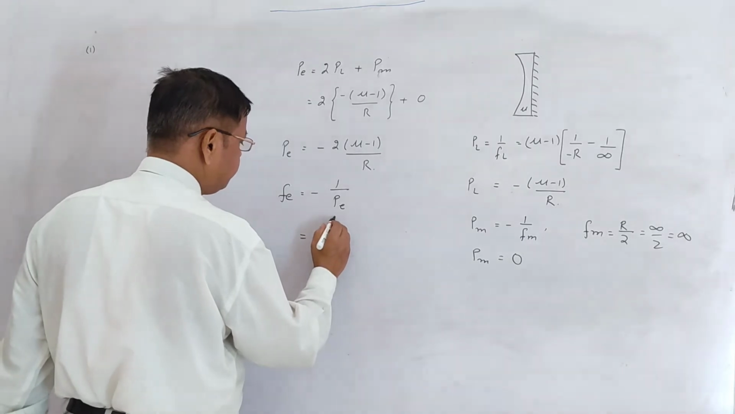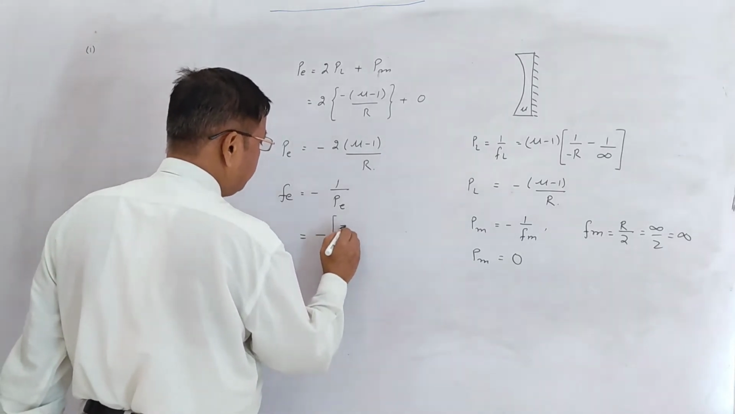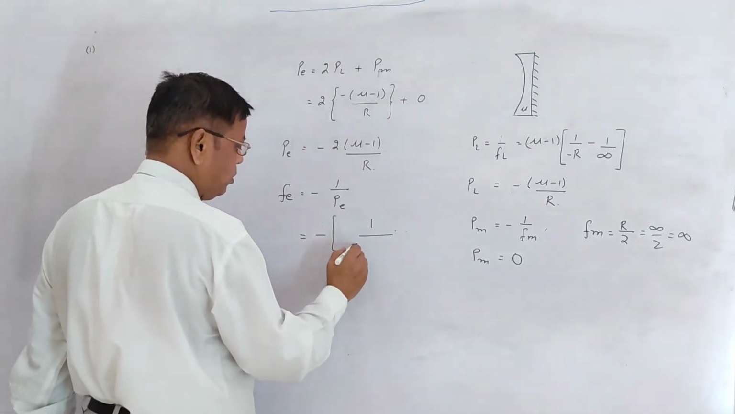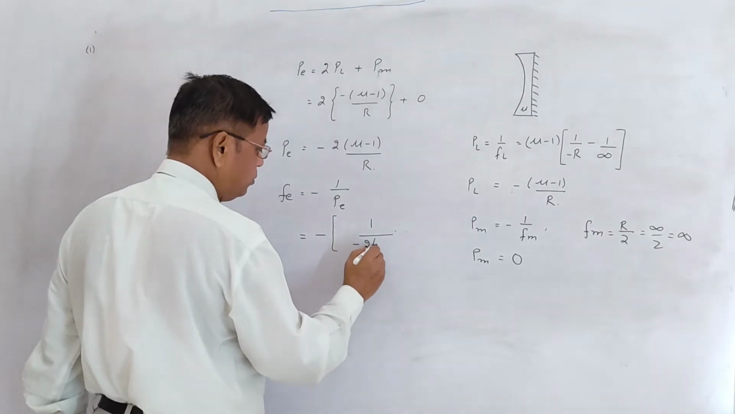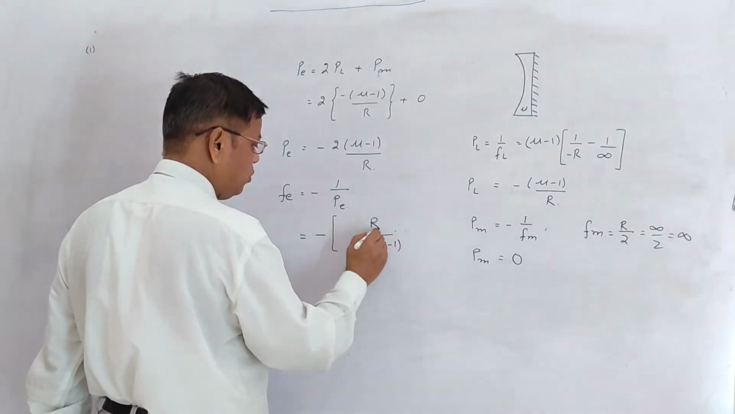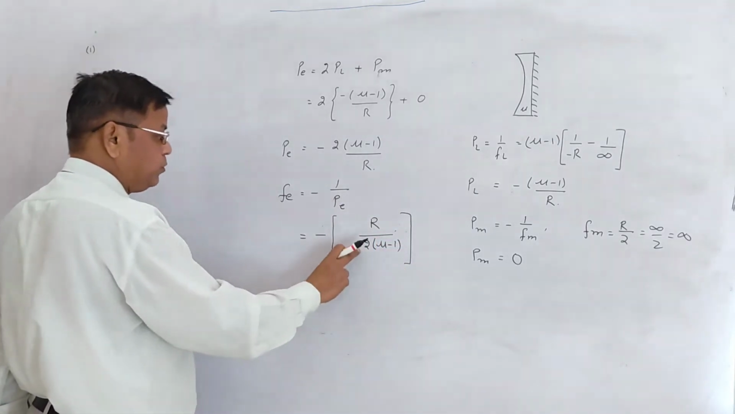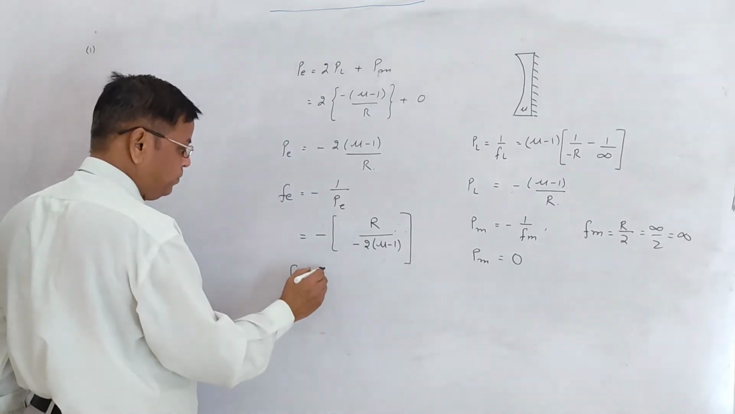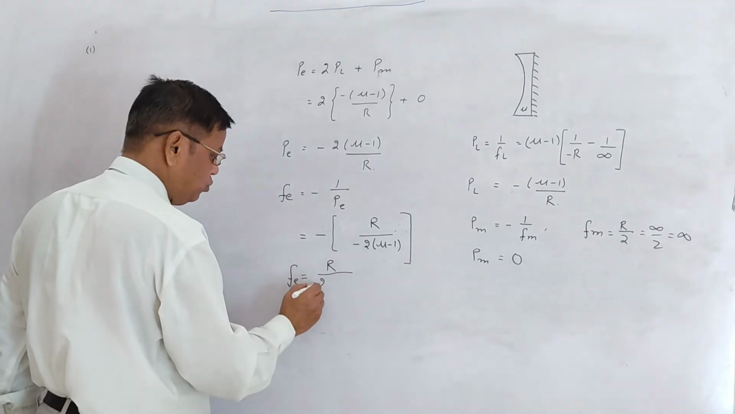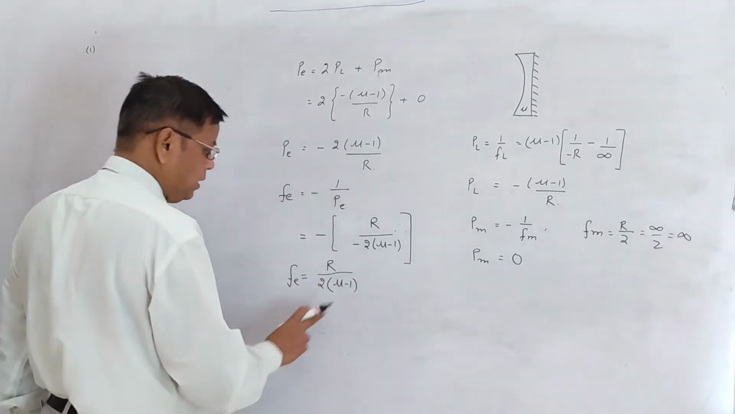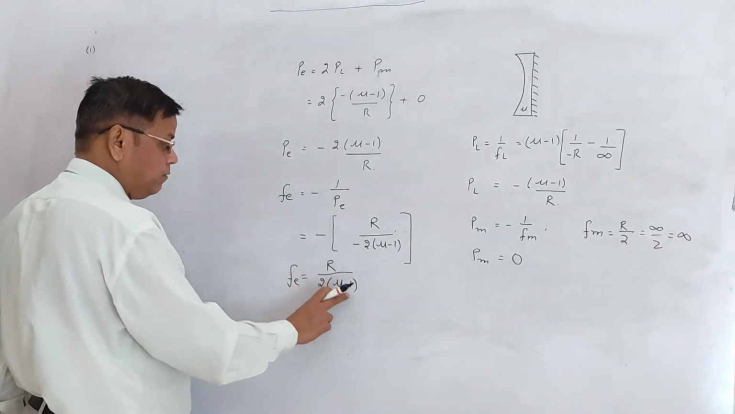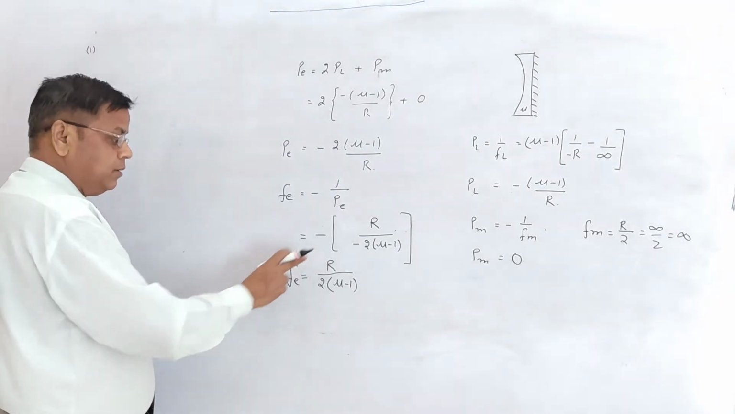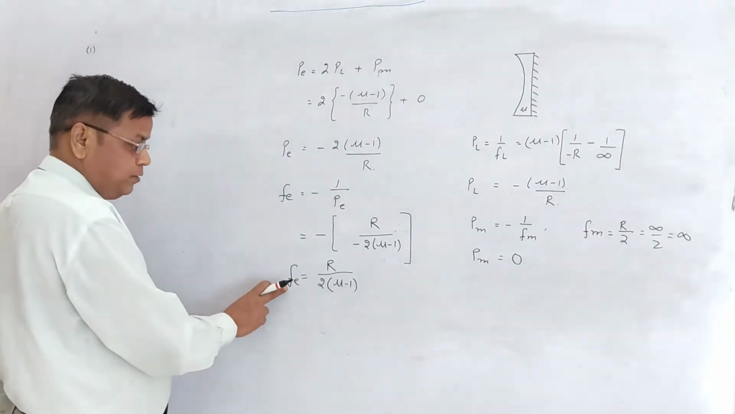So minus this divided by this means 1 upon minus 2 mu minus 1 divided by R, so R will go up. Now this minus becomes positive, so F effective is R upon 2 mu minus 1, and mu is more than 1, so this term will always be positive. Here you have to put only the numerical value of R because the sign is already considered. So this F is positive.